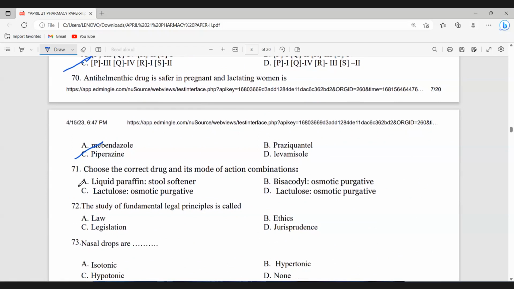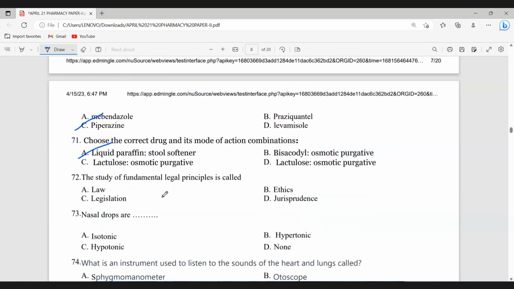It is liquid paraffin, a stool softener. But note one point: bisacodyl is not an osmotic purgative, it is a stimulant laxative. Lactulose is an osmotic laxative. Then 72, the study of fundamental legal principles is known as jurisprudence.